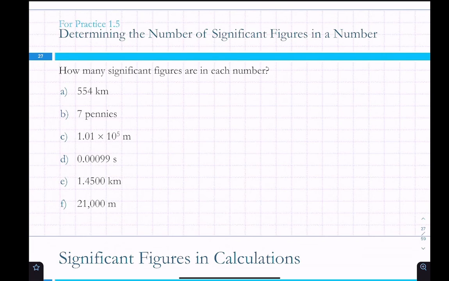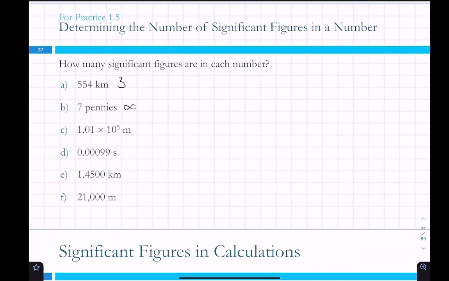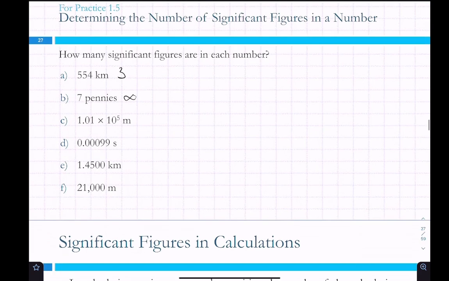All right. So we got 554 kilometers. How many sig figs is that? Three. Seven pennies. Infinity. Or it's an exact number, right? Because you're counting a number of pennies, we can say that they're exactly seven pennies. There's no doubt that there are seven pennies. If you're in a situation where for some reason you have a penny that's cut in half, that's a whole different thing. I guess then it would be exactly 7.5 pennies. Sorry, that's getting murky. Infinite, or you could say exact number. You would say infinite because it's not going to affect any of your calculations.